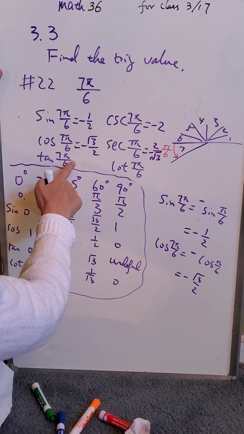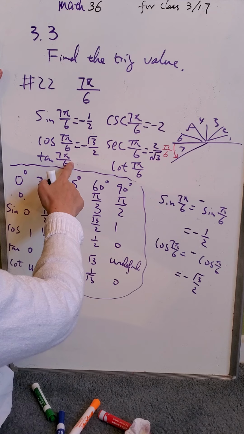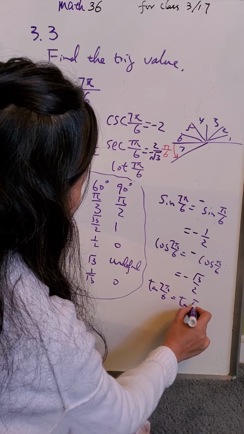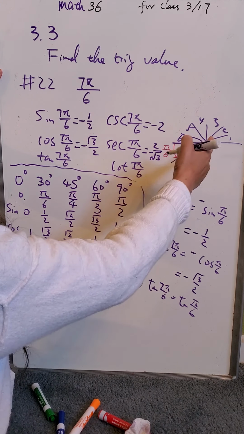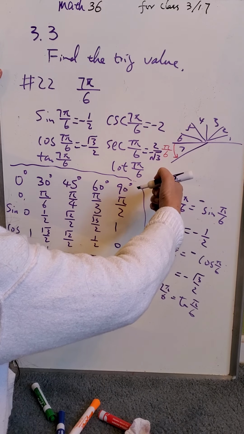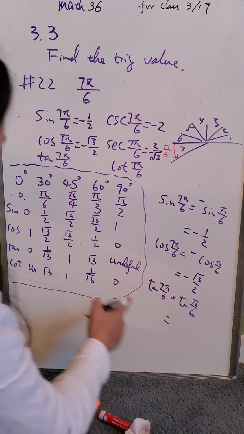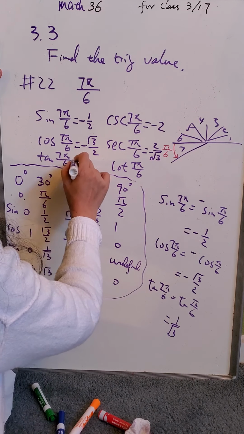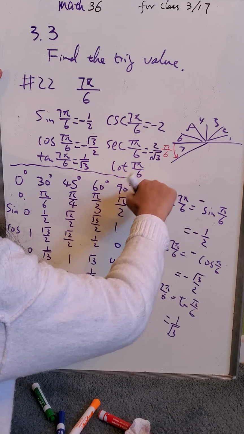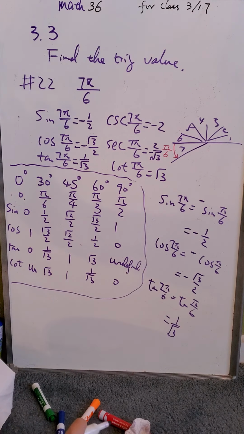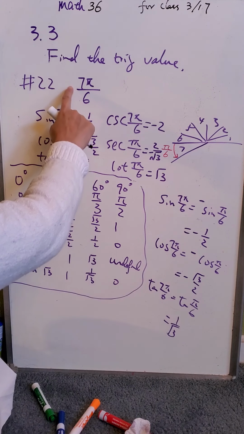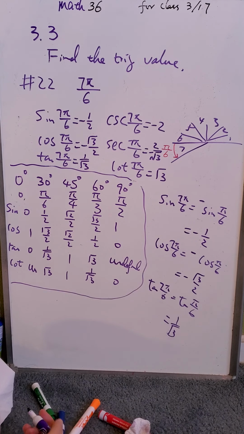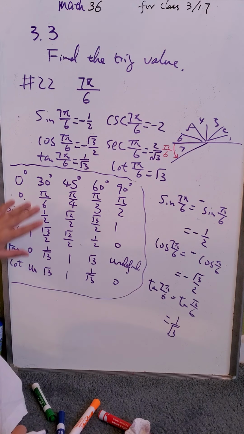And then for tangent, tangent 7 pi over 6 is the same as tangent pi over 6. Quadrant 3 is positive for tangent, because tangent takes this part as positive. So third quadrant is positive. Tangent pi over 6 is right here, so 1 over square root 3. And this one we just flip it, so square root 3. Okay, so that's how you do this problem. Every time it's in radians, don't convert to degrees, just do it this way and you will get the same answer. Make sure you have this memorized, okay?